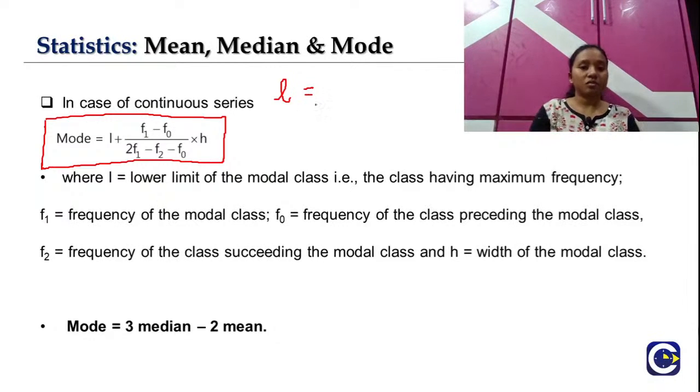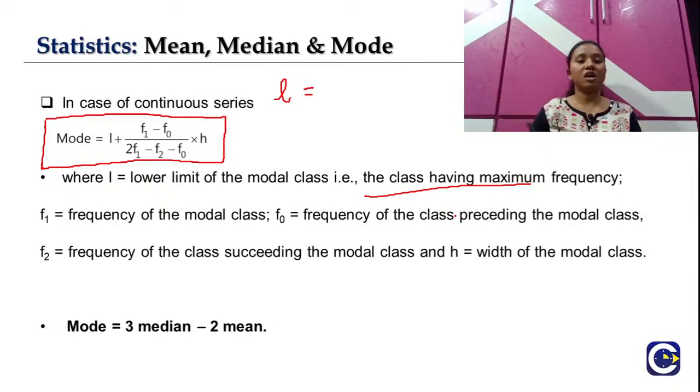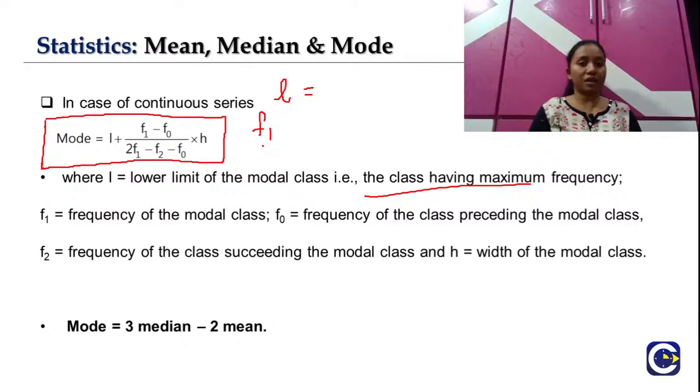Right. And then that is the class having maximum frequency. So the class which is having the maximum frequency will become the modal class, and the corresponding lower limit of that modal class will be L here. Right. And then we are having other variables: F1, F0 and F2.